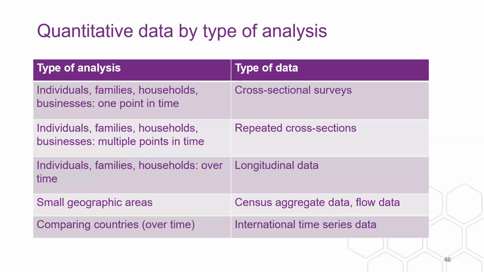As well as considering your variables and concepts, you might also want to consider the kind of analysis you want to do or can do with the data. So different data types can allow you to do different types of analysis. So cross-sectional and repeated cross-sectional allow you to look at particular points in time. Longitudinal data allows you to follow individuals over time. And if you want small geographic areas, you can use census data. And for comparing countries, which I know we had a question about as well, international time series data or international macro data can be useful.